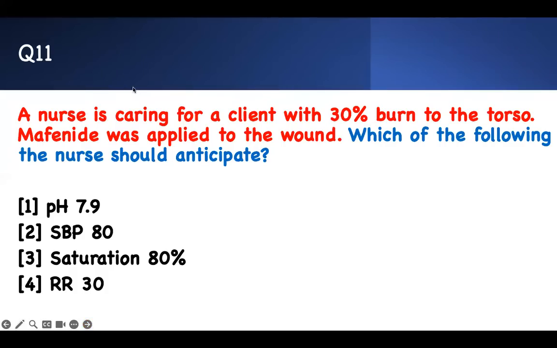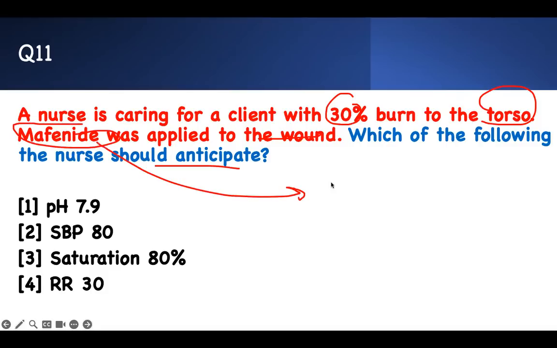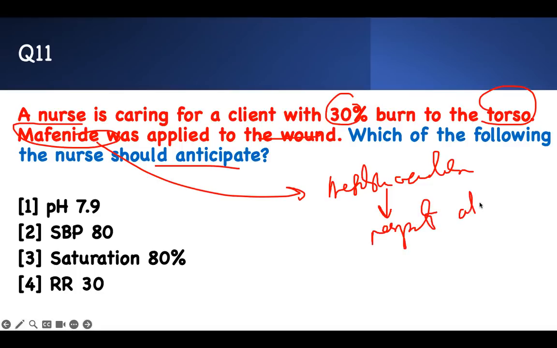Number 11. A nurse is caring for a client with 30% burn to the torso. Mafenide was applied to the wound. Which of the following should the nurse anticipate? Buzzword, Mafenide. And this causes what? Metabolic acidosis. If you have metabolic acidosis, what would you think will happen to you? Respiratory compensation. You start breathing very fast to get rid of your acidosis. Your pH is acidotic.